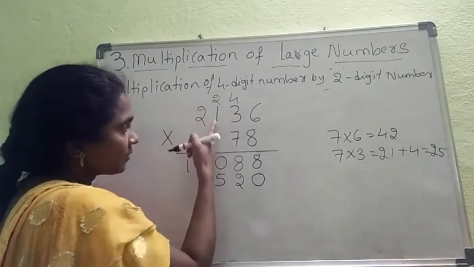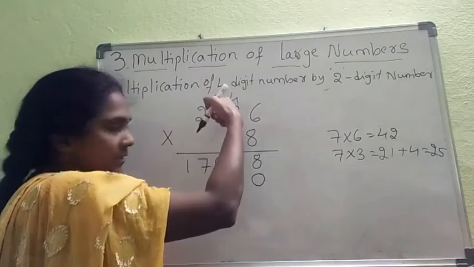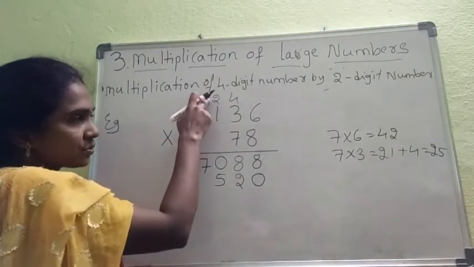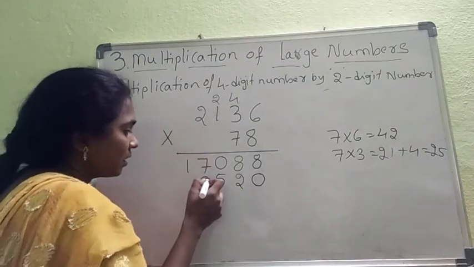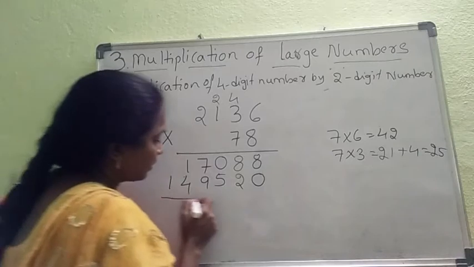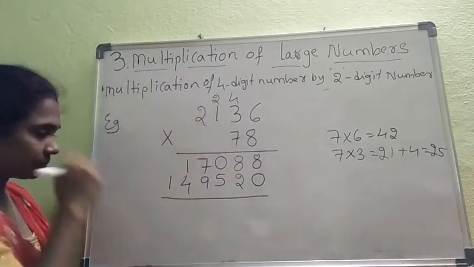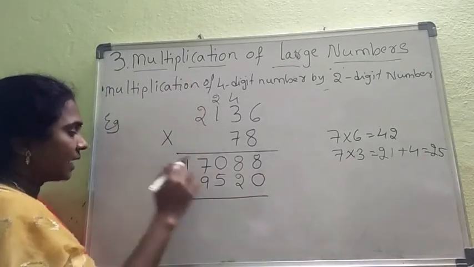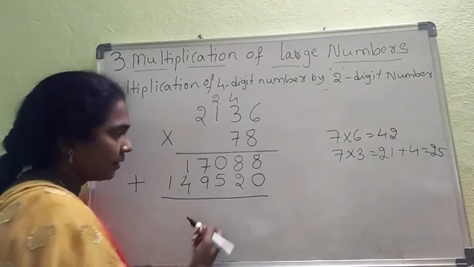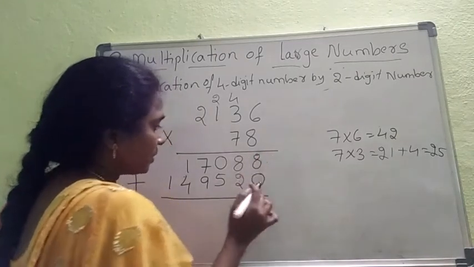Again 7 ones are 7 plus carry. Right? Getting the point? 7 ones are 7 plus 2 carry. That is 9. 7 twos are 14. Now, third step. The third step you should add these two. This is the addition symbol. Right? Now, add these two numbers.